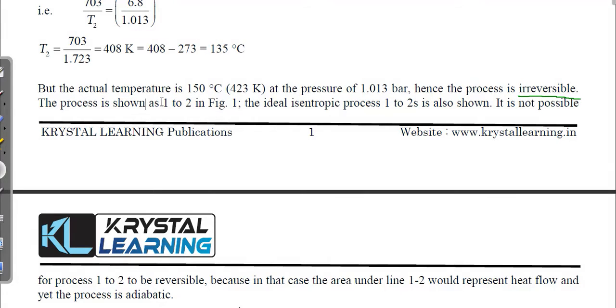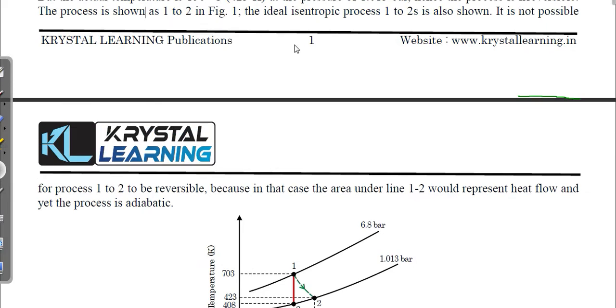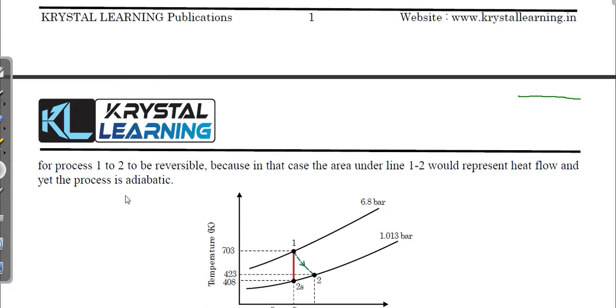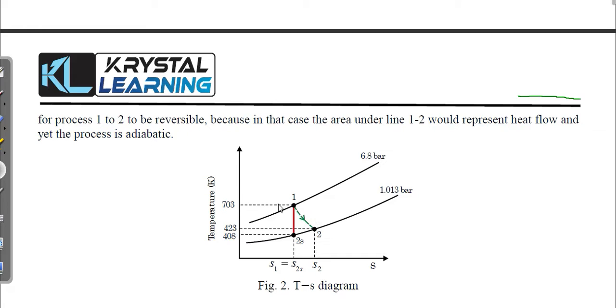So now the actual process is shown by 1 to 2. The ideal isentropic process is shown by 1 to 2s. It is not possible for 1 to 2. If somebody asks why 1 to 2 can't be a reversible path: because in that case the area under the 1 to 2 curve would represent heat flow, and yet the process is adiabatic. We know the area under the curve denotes heat, so these two conditions can't both hold, that it is adiabatic and also that we are getting heat. So 1 to 2 is not possible to be reversible.